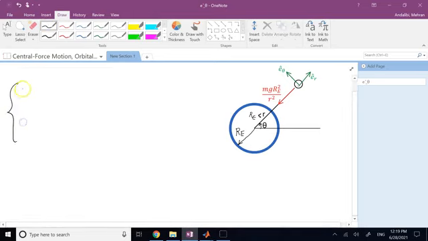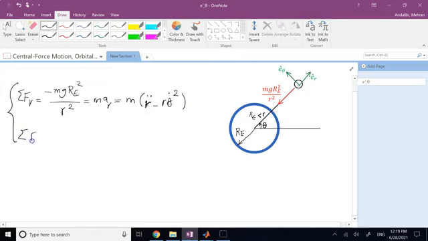So summation of the forces along the r direction is equal to that force, and it's negative because it's opposite to the direction of unit vector er. So you will get negative mg re squared divided by small r squared. This is equal to mass times acceleration radial, and if you know acceleration radial was r double dot minus r theta dot squared.